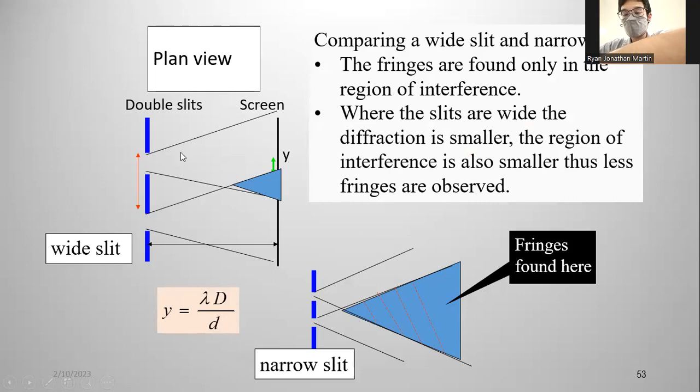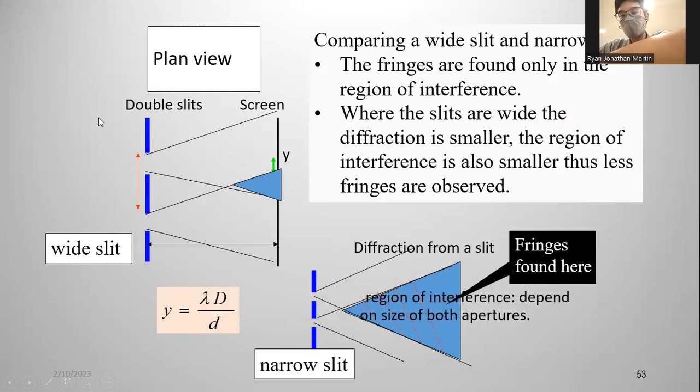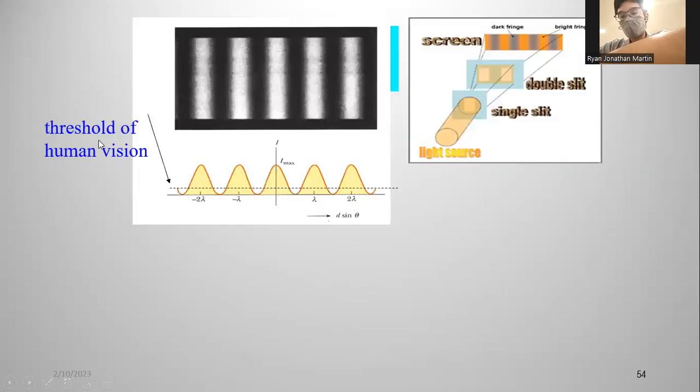Right, this is for a narrow slit, a narrow region of interference. That means the number of fringes will be very few. This one will have more fringes, you'll see, because of the narrow gap. That's the intensity distance graph, or I can call it d sine theta, for distance x.